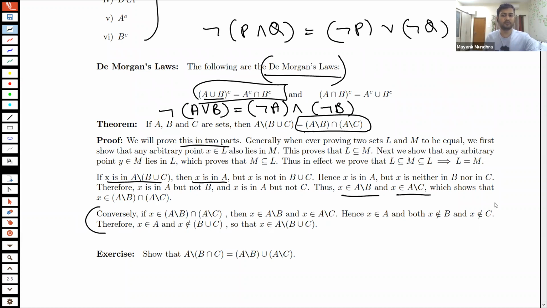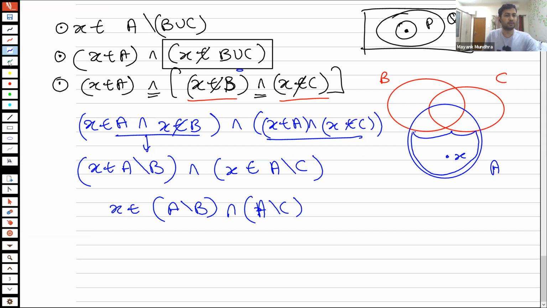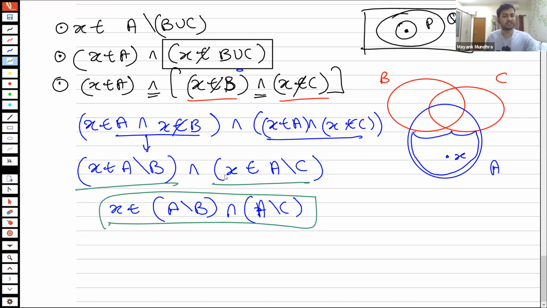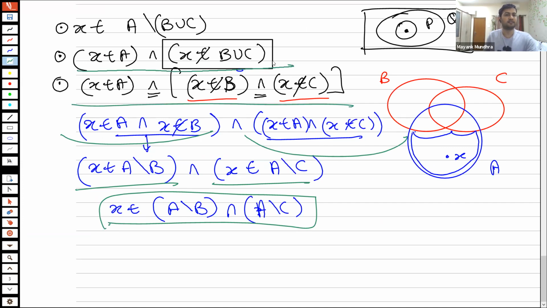The reverse part is proved here. X belongs to both these sets, so it belongs to A set minus B and it belongs to A set minus C. Again, I start from here and proceed in the reverse direction. If X belongs to this, I can split this up, and then I can write it like this, and finally this leads to this. So in the first part, I go from here to here. In the second part, I go in the opposite direction. So this is a simple proof.